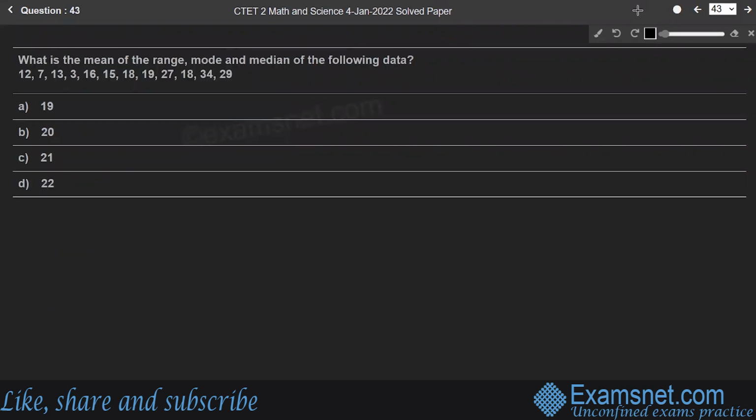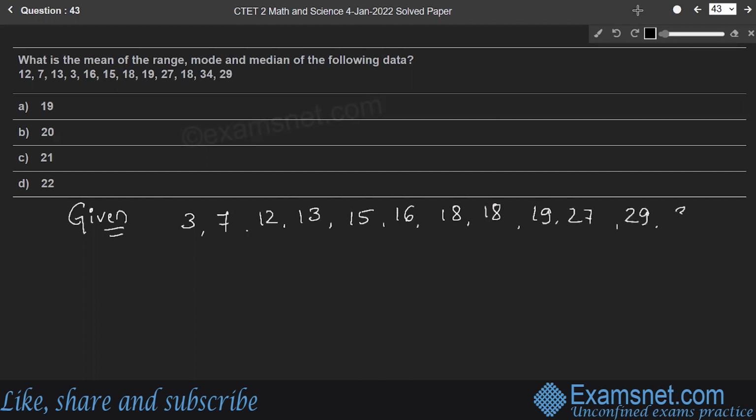Question number 43. What is the mean of the range, mode and median of the following data? 12, 7, 13, 3, 16, 15, 18, 19, 27, again 18, 34 and 29. So let us write the given terms in ascending order: 3, 7, 12, 13, 15, 16, 18, 18, 19, 27, 29 and 34.